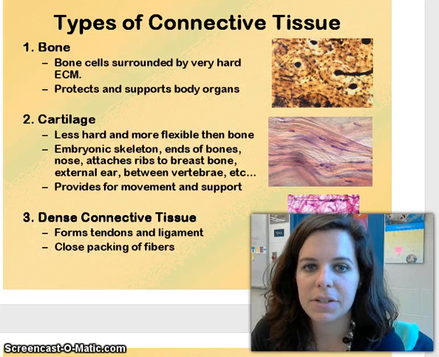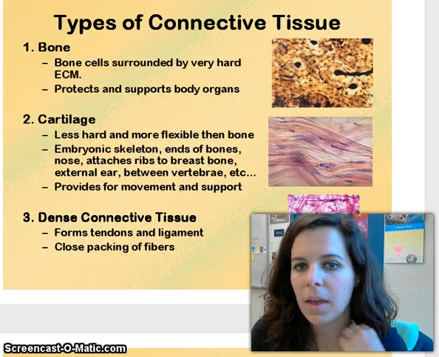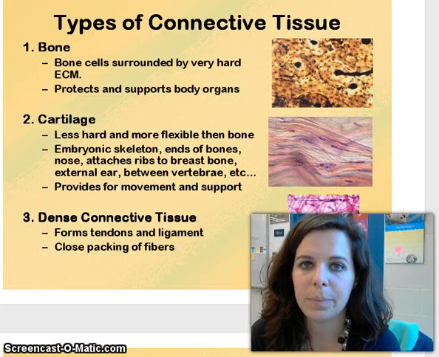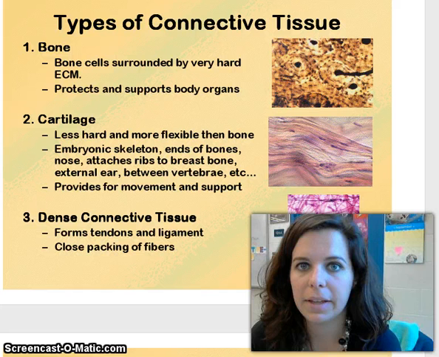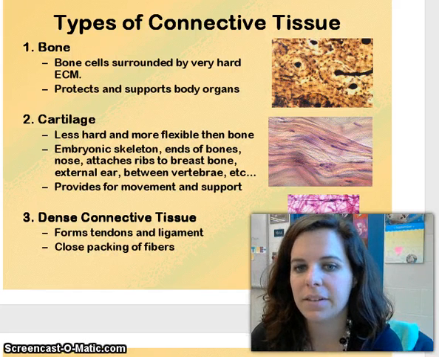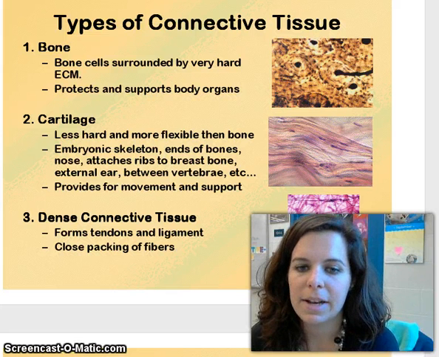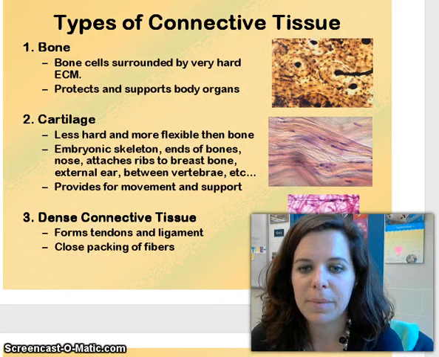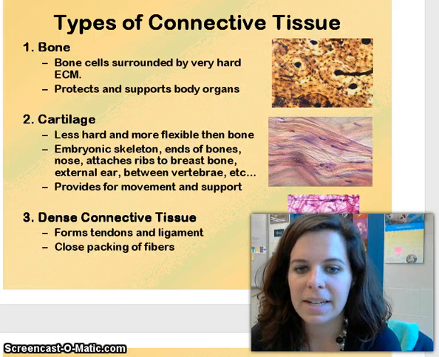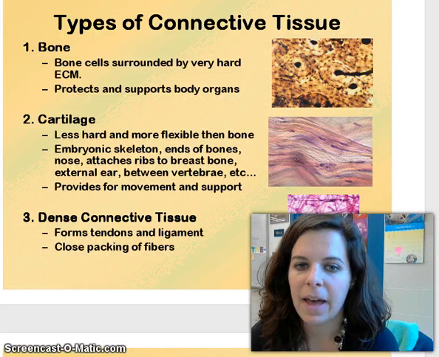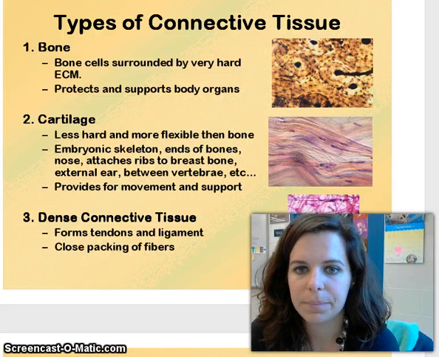Different types of connective tissue include bone, which is surrounded by very hard extracellular matrix, which protects and supports the body organs. Cartilage, which is less hard, more flexible, is found in the embryonic skeleton, at the ends of bones, in your nose. It attaches ribs to your sternum, in your ear, and that provides for movement as well as support. And then there's dense connective tissue as well, which forms your tendons and your ligaments, connecting muscle to bone and bone to bone. And this fiber is packed much closer together.